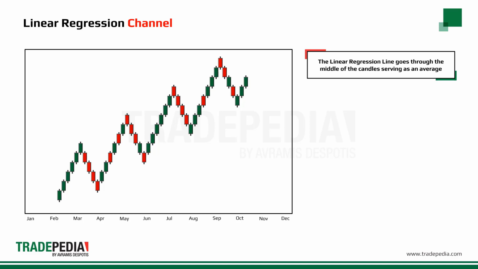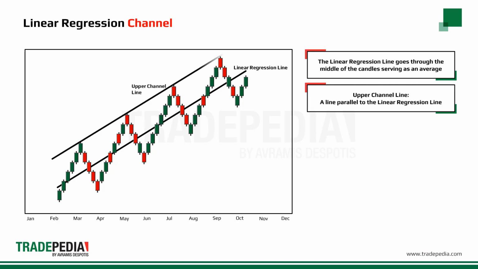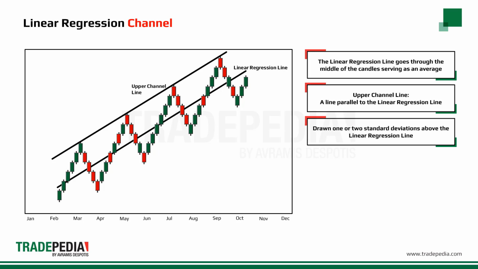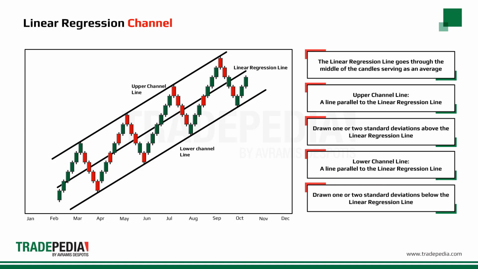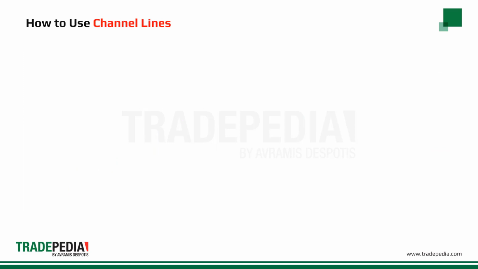The linear regression line goes through the middle of the candles, serving as an average of the data. The upper channel line is a line that runs parallel to the linear regression line and is usually drawn 1 to 2 standard deviations above the linear regression line. The lower channel line is also parallel to the linear regression line, drawn 1 to 2 standard deviations below the linear regression line. How to use channel lines.